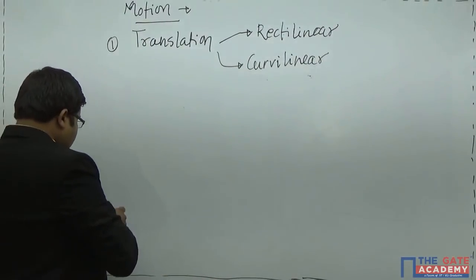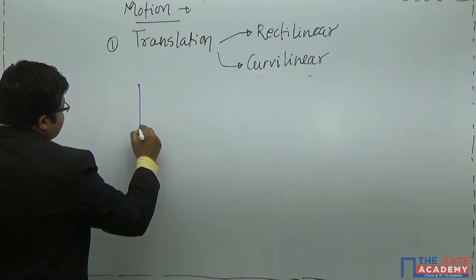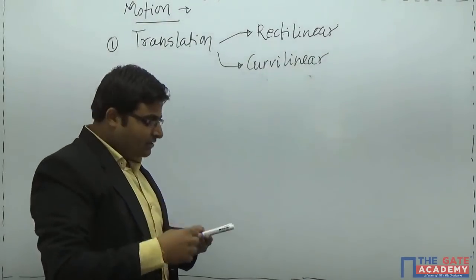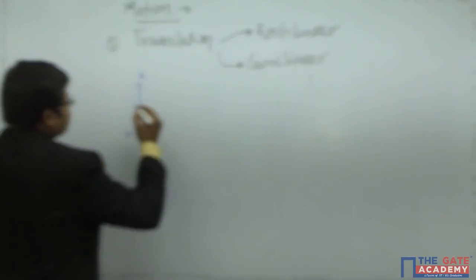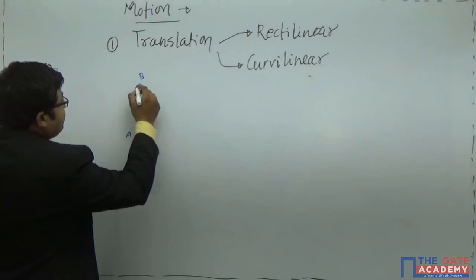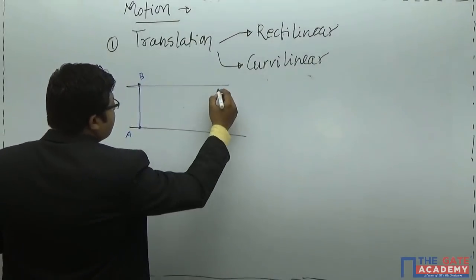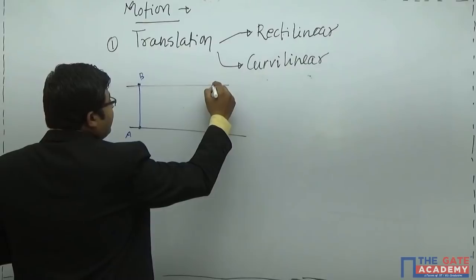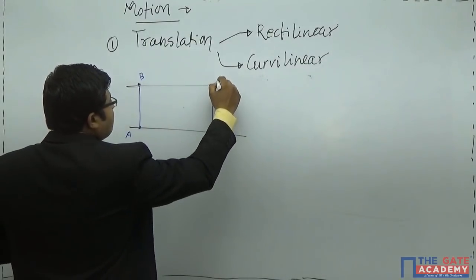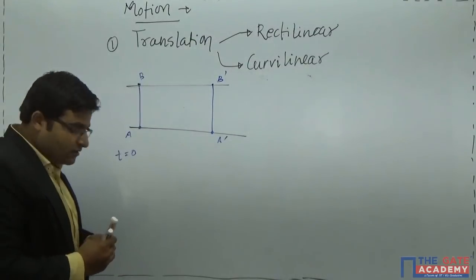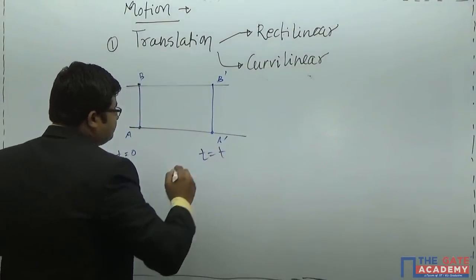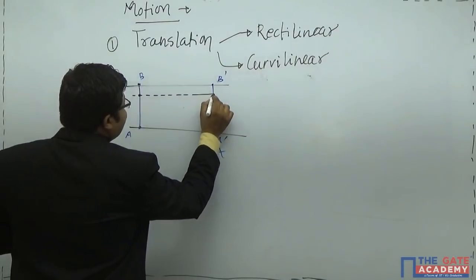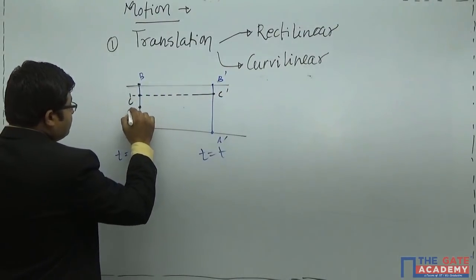Now what are rectilinear translation and curvilinear translation? Suppose one link is there, like this is your link AB, and it is moving in a straight line. Every point on this link is moving only in a straight line. Suppose this was the initial position, and now this is the final position of your link at time t. What is important here is that every point on the link has traveled the same distance.